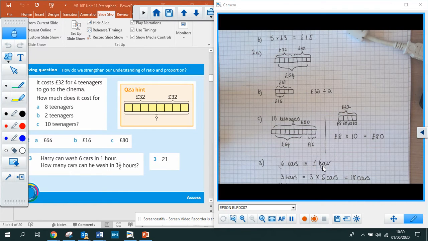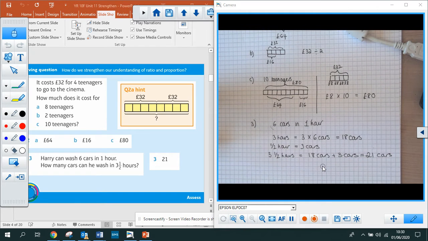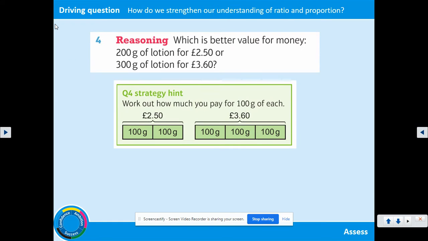Okay, hopefully you're okay with that and managed to work that one out as well. So that was quite straightforward once you realised how you were getting there. Okay, well done. Carry on. You have your next question there. You've been given a strategy hint once again. So please pause the video and play when you're ready to go through the solution.